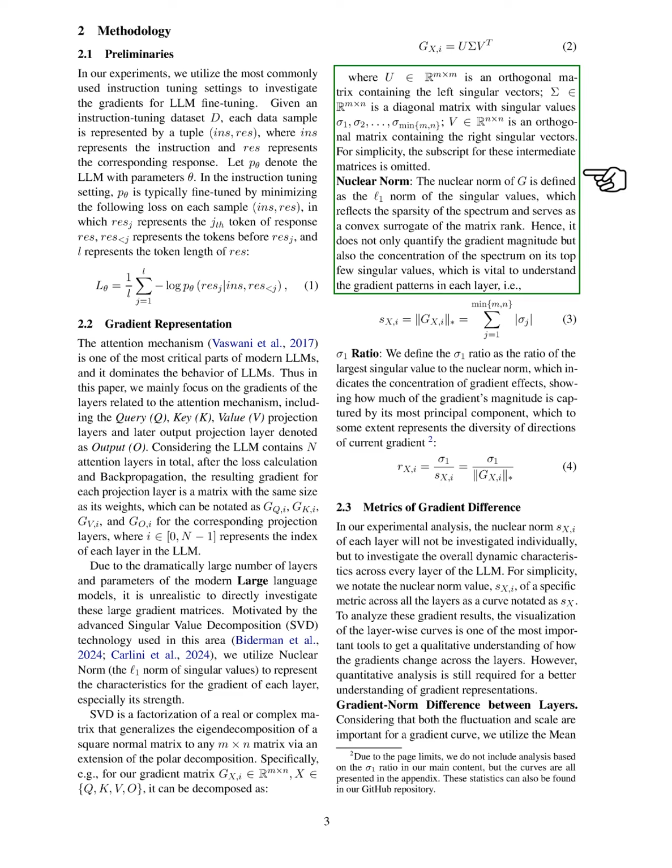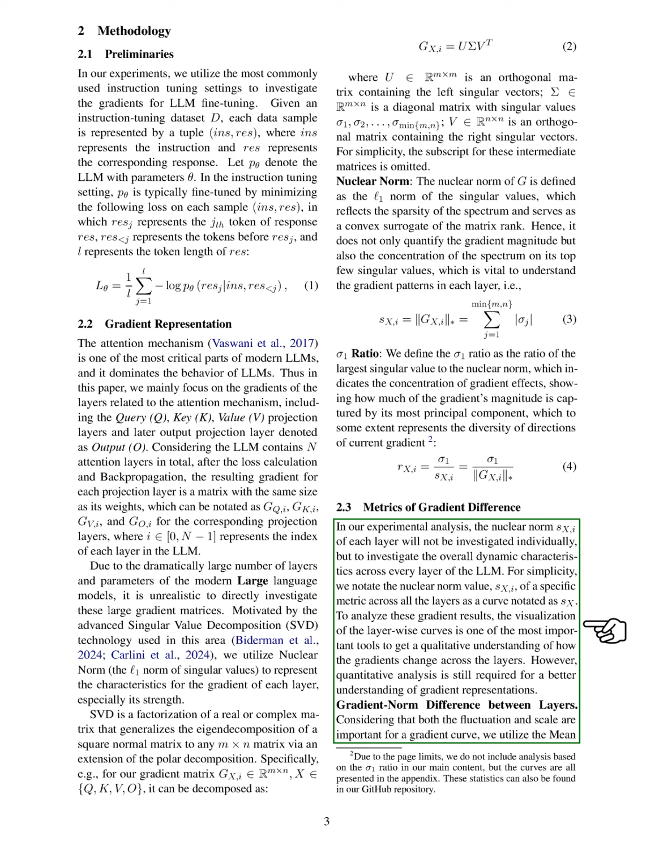Section: Metrics of Gradient Difference. In this section, we focus on the metrics of gradient difference. Instead of examining the nuclear norm of each layer individually, we analyze the overall dynamic characteristics across all layers of the large language model, LLM.